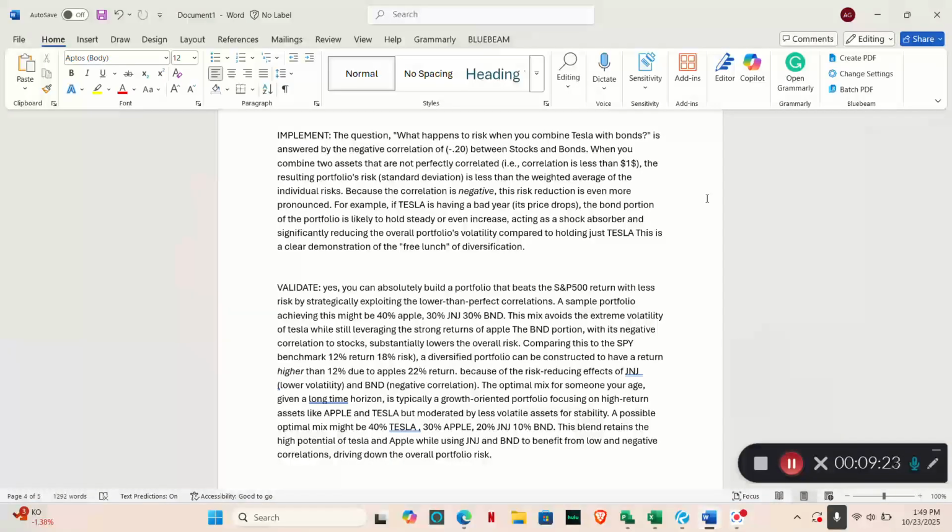Because the correlation is negative, the risk reduction is even more pronounced. For example, if Tesla has a bad year, its price drops. The bond portion of the portfolio is likely to hold steady or even increase, acting as a shock absorber, significantly reducing the overall portfolio's volatility compared to holding just Tesla. This is a clear demonstration of the free lunch of diversification.